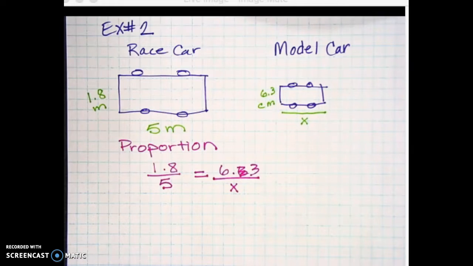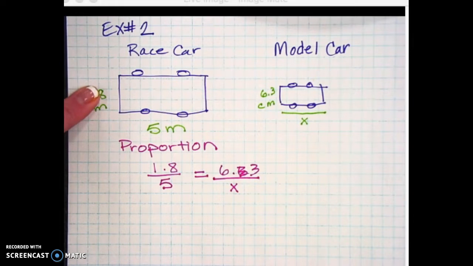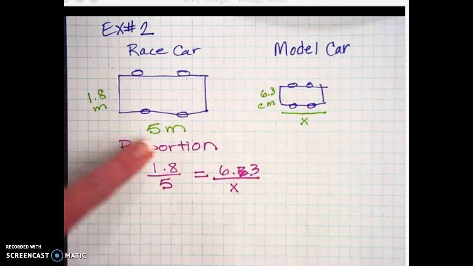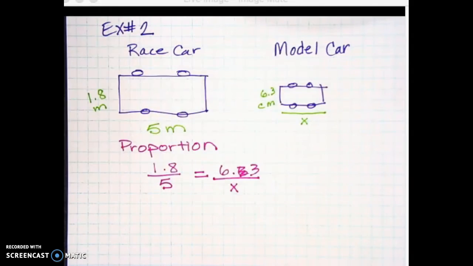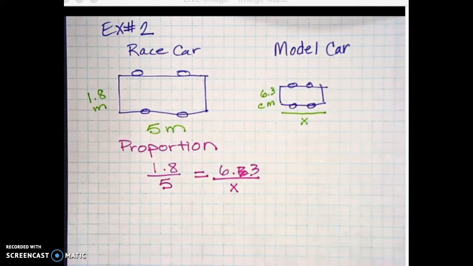Make sure you set your proportion up correctly. Okay? That's key. If you use the measurement from one item in the numerator, you have to use the same measurement on the scaled down version. And sometimes it'll be turned or it'll be flipped or something. So just make sure you're comparing the right thing.